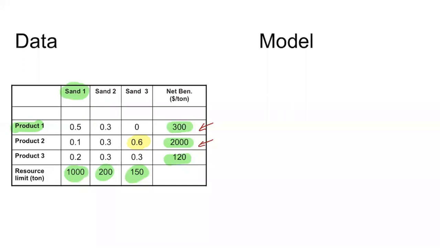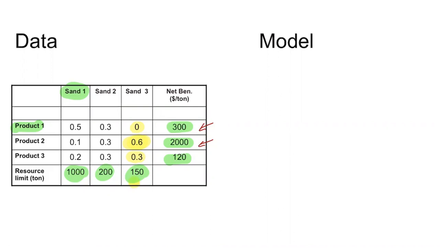This is how much it requires. This 0.6 means that for producing 1 ton of product number 2, you need 0.6 tons of sand number 3. Then you see, for example, product number 1 doesn't need any of sand number 3, and product number 3 requires less. But it's product number 2 which gives me the higher net benefit. It consumes a lot of sand number 3, and I don't have too much. I have only 150. So now it's not really clear to me what the best solution is.